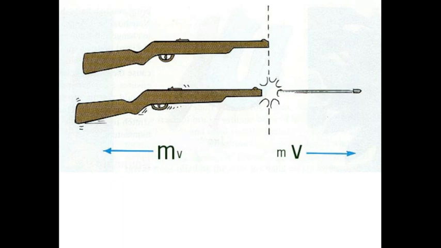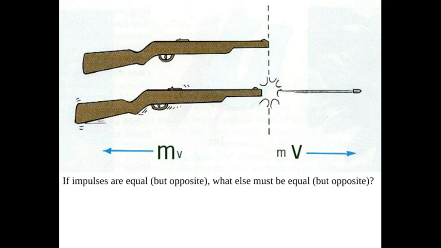Next question here is, if they have equal but opposite impulses, what else must be equal but opposite? What else is impulse equal to besides force times time? And that's changes in momentum. We learned that from the impulse-momentum theorem: impulse is force times time, but it's also equal to a change in momentum. So equal but opposite changes in momentum.